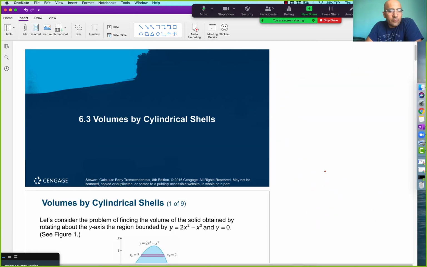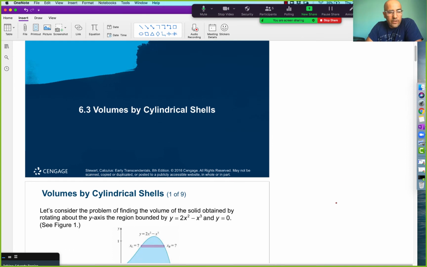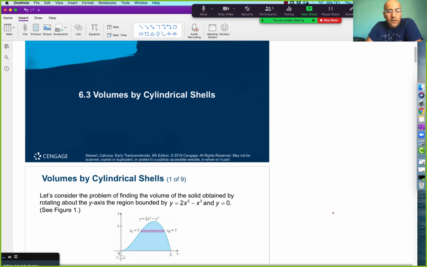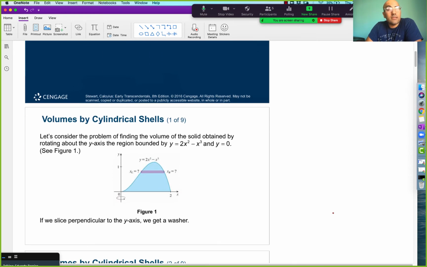All right, section 6.3, volumes by cylindrical shells. So we're still finding the volume of certain shapes, except we're going to apply a different method, a different technique, a different way of looking at the same thing. And in some cases, one method is better than another. So here, consider this example.